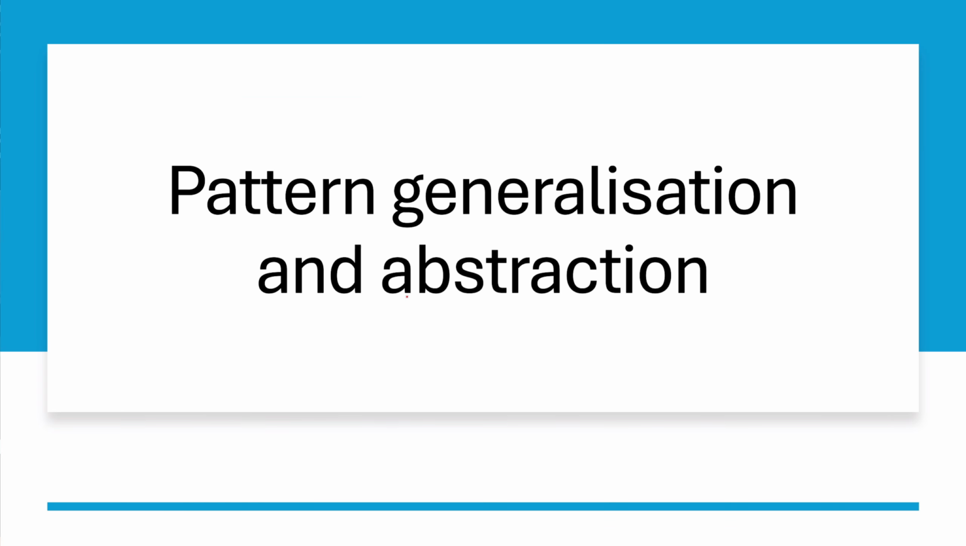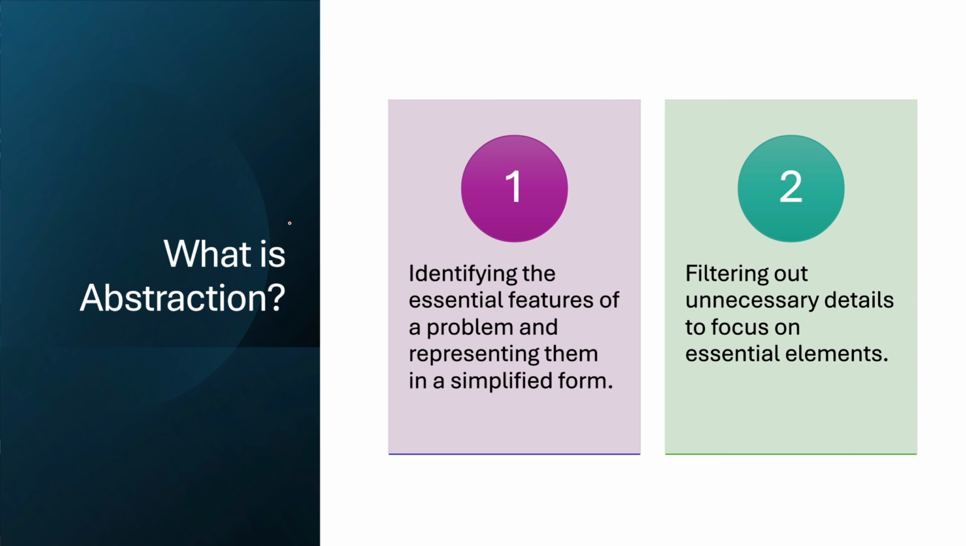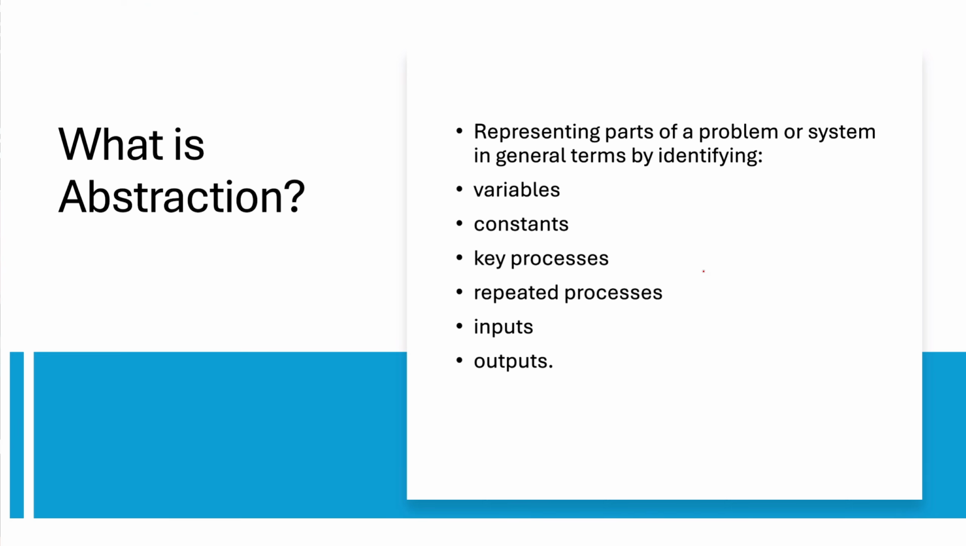Next, we have pattern generalization and abstraction. What is abstraction? Identifying the essential features of a problem and representing them in a simplified form, filtering out unnecessary details to focus on essential elements. Simply put, if you're looking at a problem or trying to solve something, you don't need every single piece of detail surrounding it. You only focus on the things that you are interested in. I think I give a good example of Google Maps at the end of this, so let's try and get there. So what is abstraction?